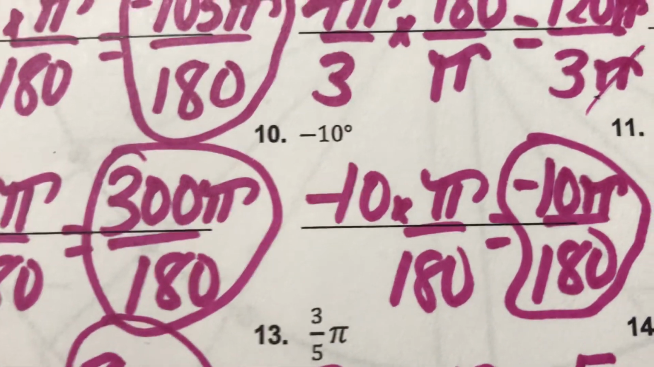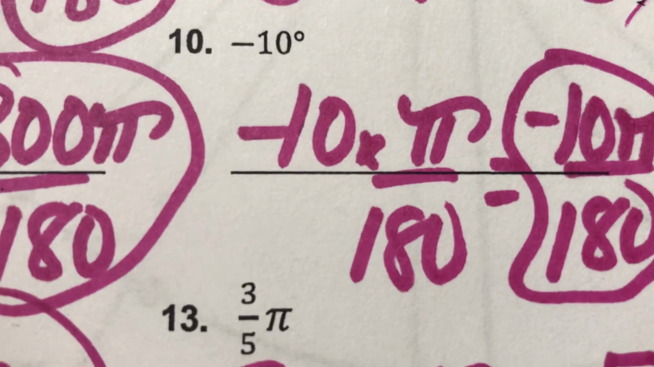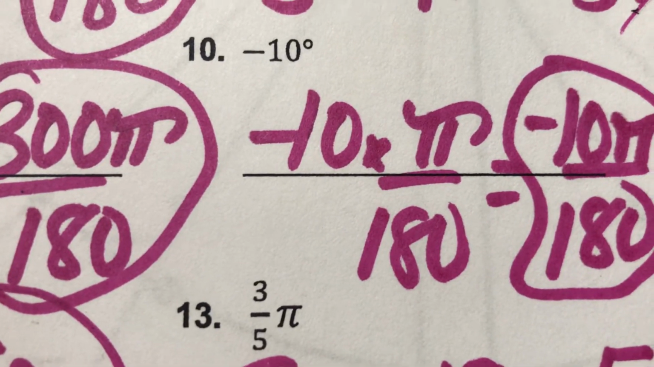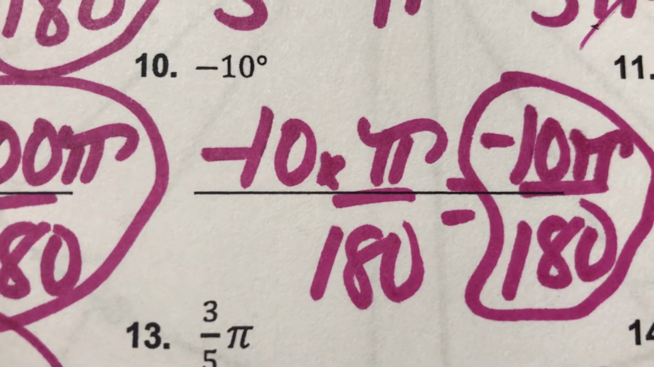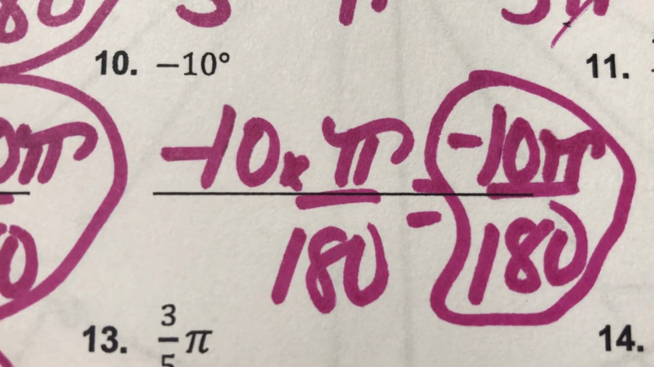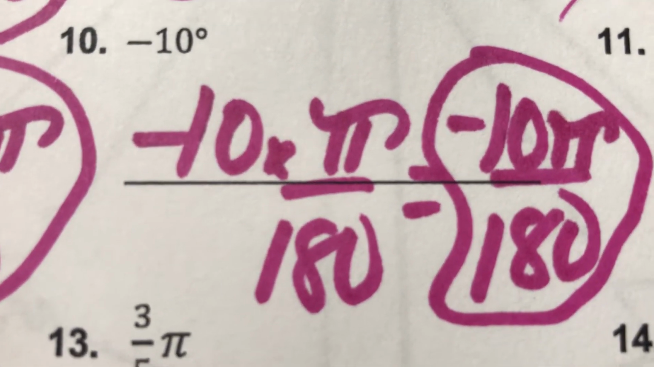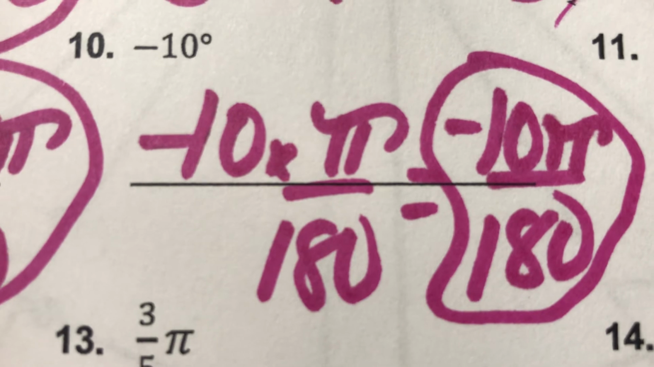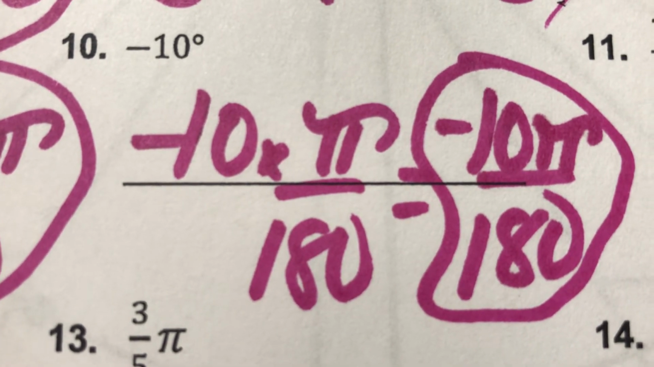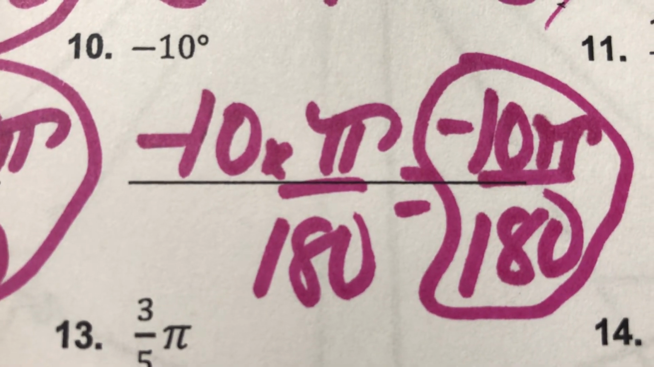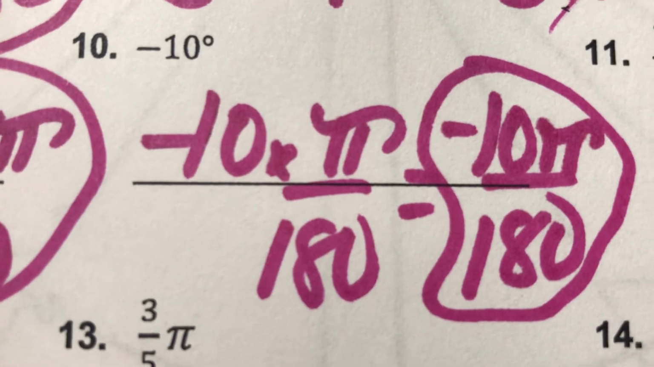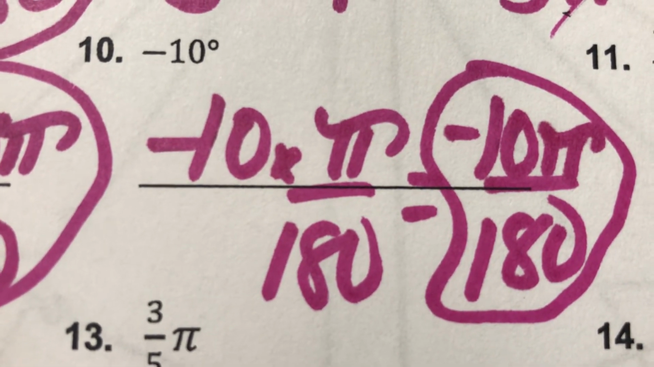Number 10, negative 10 degrees converted to radians. You would multiply by pi over 180. So number 10 would be negative 10 pi divided by 180. If you wanted to reduce that, you could have negative pi over 18.